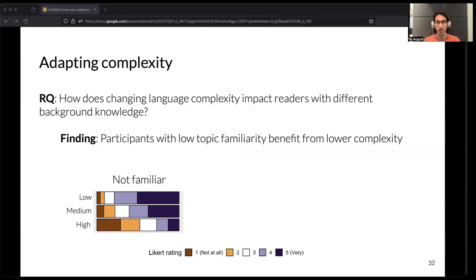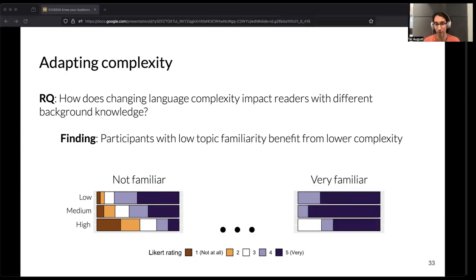The dark orange bars correspond to the lowest reading ease, so not at all easy to read, while the dark purple bars indicate the highest reading ease, so very easy to read. On the y-axis, we have these 3 complexity levels, and you'll notice that the low complexity gets the most very ratings, these dark purple ratings, and the least not at all ratings, and vice versa for the high complexity, which gets the most not at all ratings. But this is for participants with low familiarity. Those differences disappear for people with the highest familiarity. Indeed, you can see that the medium summaries are getting the most very ratings now compared to the low.